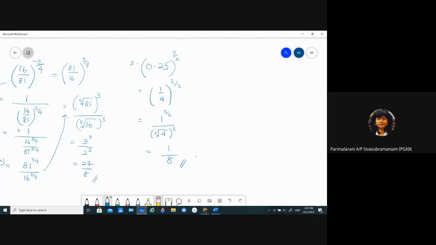Okay, question 4. Find x when 9 to the power of x is equal to 27. Okay, how do we do this?